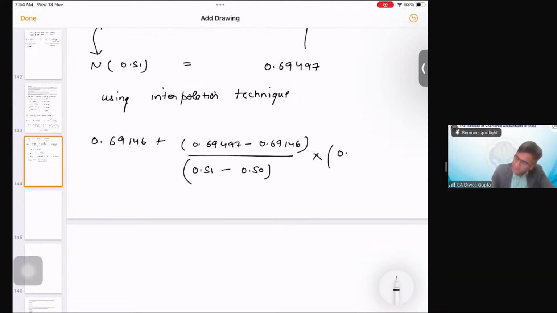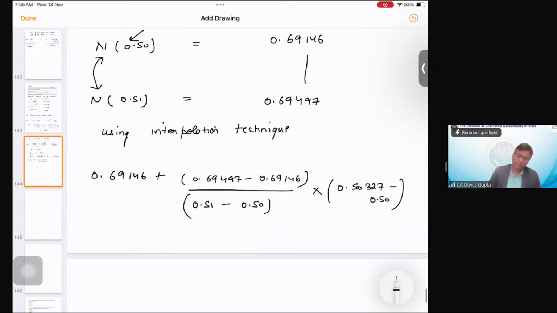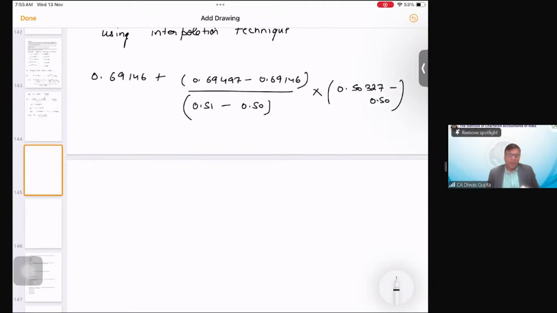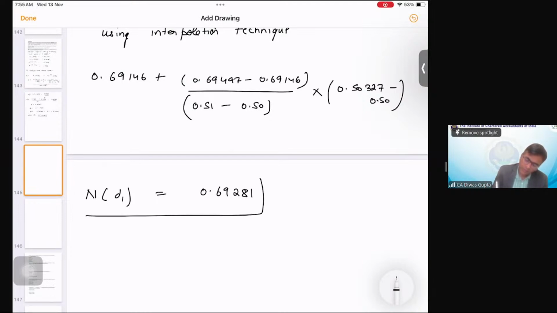So 0.50327 minus 0.50. Sorry. So the N(d1) comes out to be 0.69281. This is N(d1).